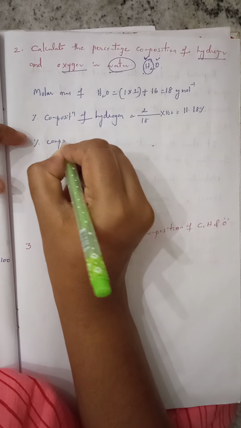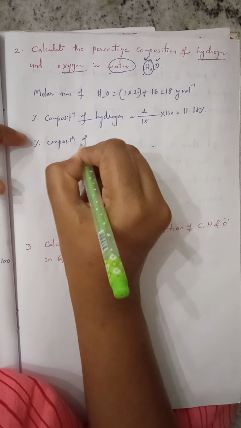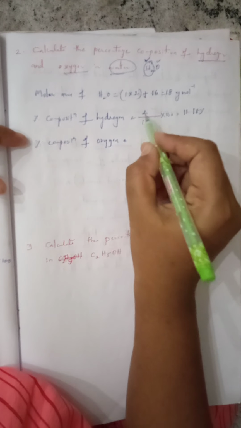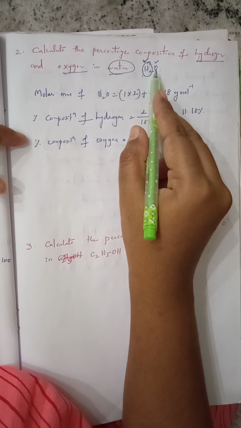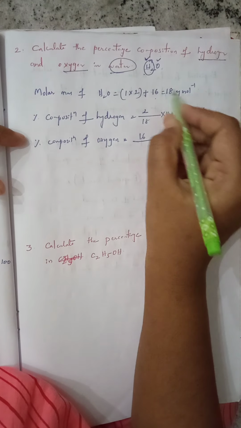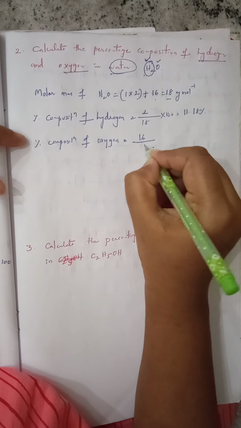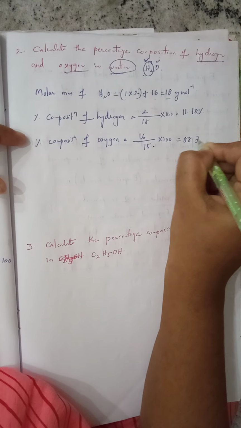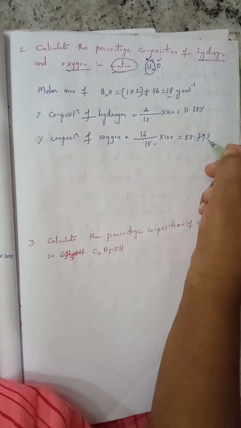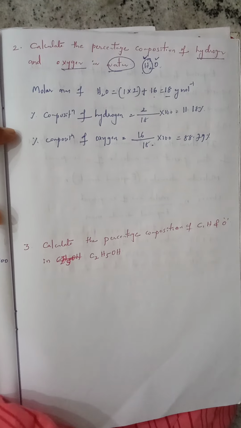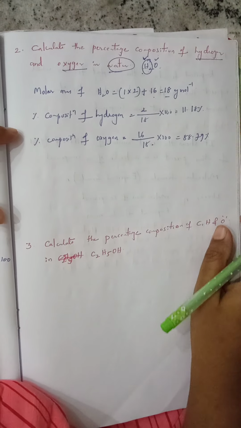So hydrogen is over. Now the next element is oxygen. Percentage composition of oxygen is equal to the mass of that element, which is 16, divided by the molar mass of water, 18, into 100. You will get 88.79%. This is the mass percentage composition of hydrogen and oxygen present in the compound.